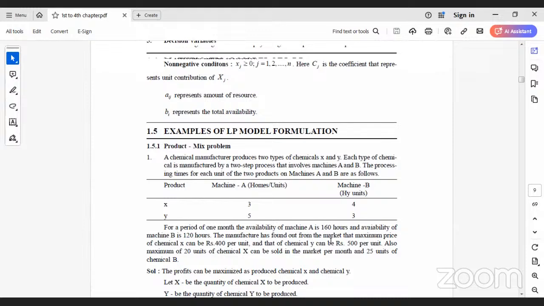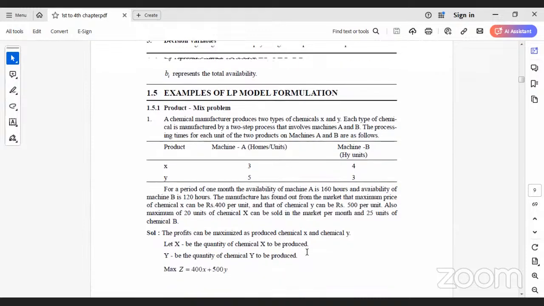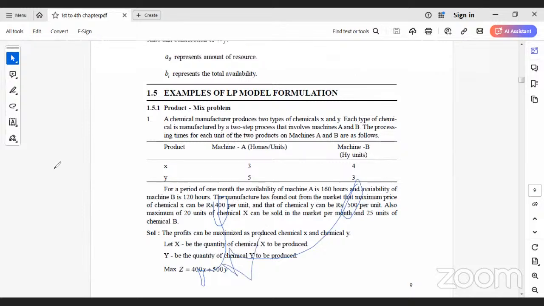The manufacturer has found from the market that the maximum price for chemical X is 400 per unit and chemical Y is 500 per unit, also a maximum of 20 units per channel of chemical B. See here, what is the X here? 400X. What is the second one? 500Y. Clear? 400X and 500Y.